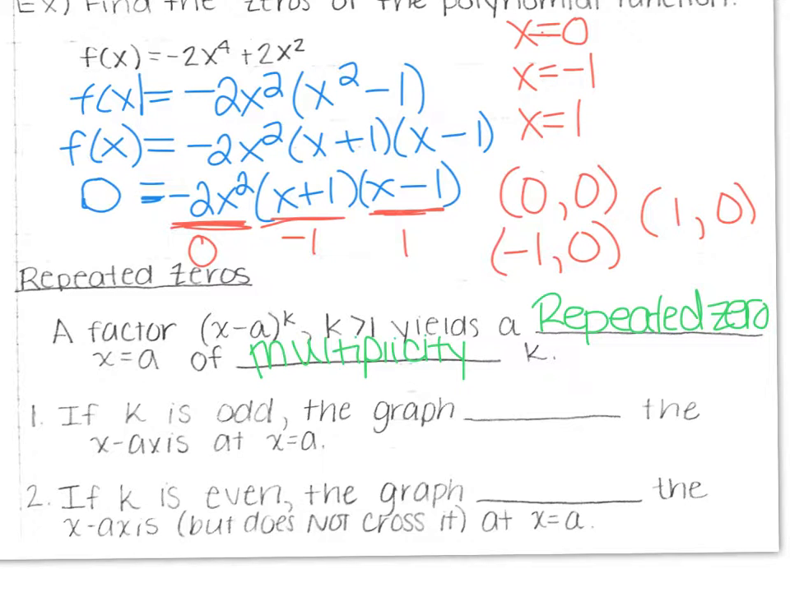If k is odd, the graph is going to cross the axis at x equals a. And if k is even, the graph touches the x-axis but does not cross it. A lot of times that means you have a vertex of a parabola, for instance, that's sitting on the x-axis. So it's touching it, but it doesn't cross it.